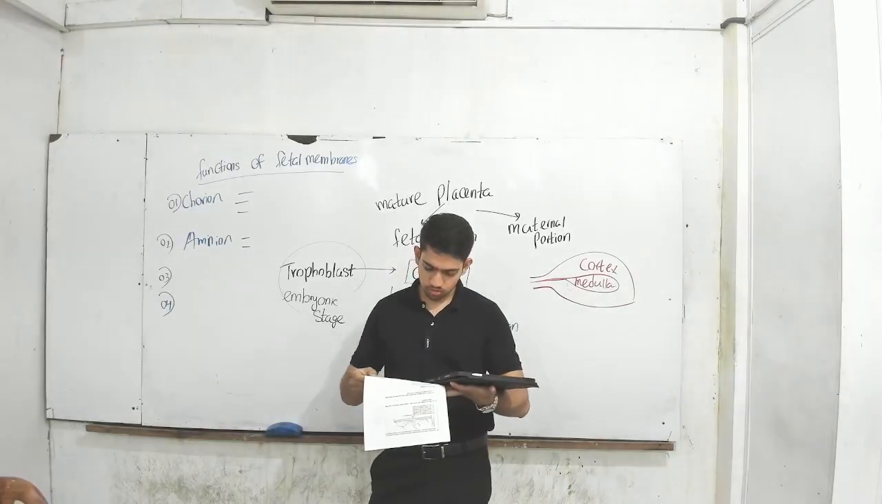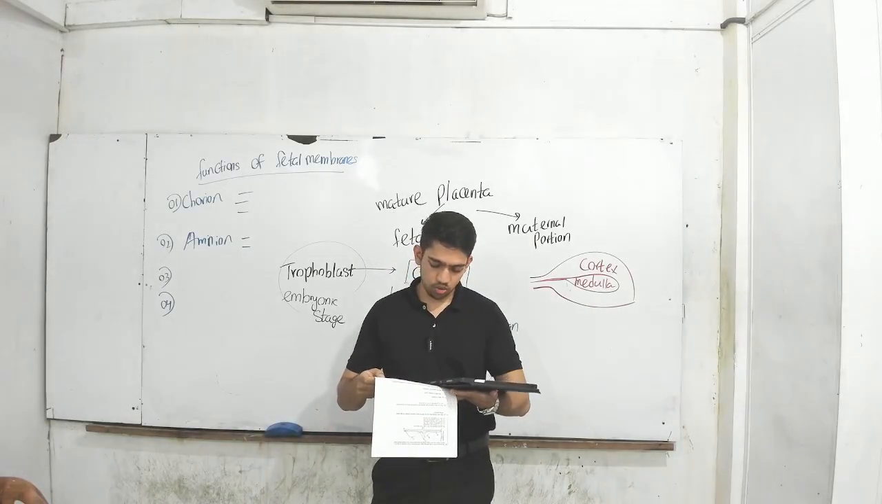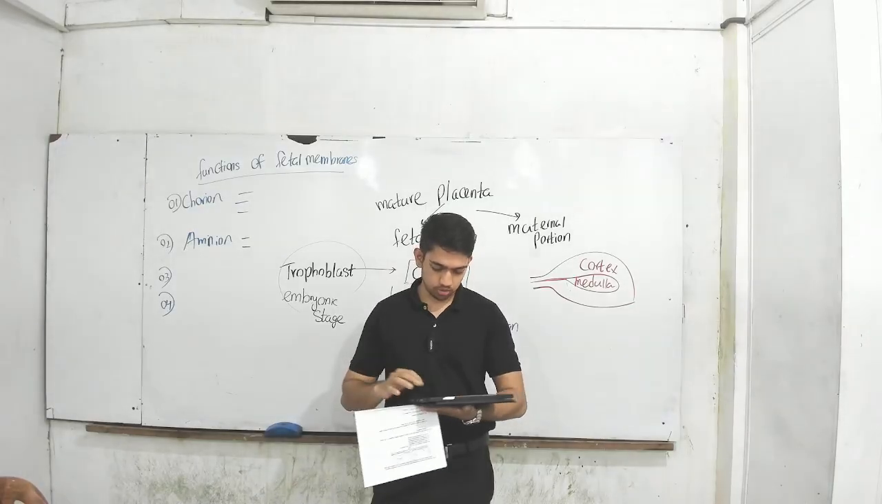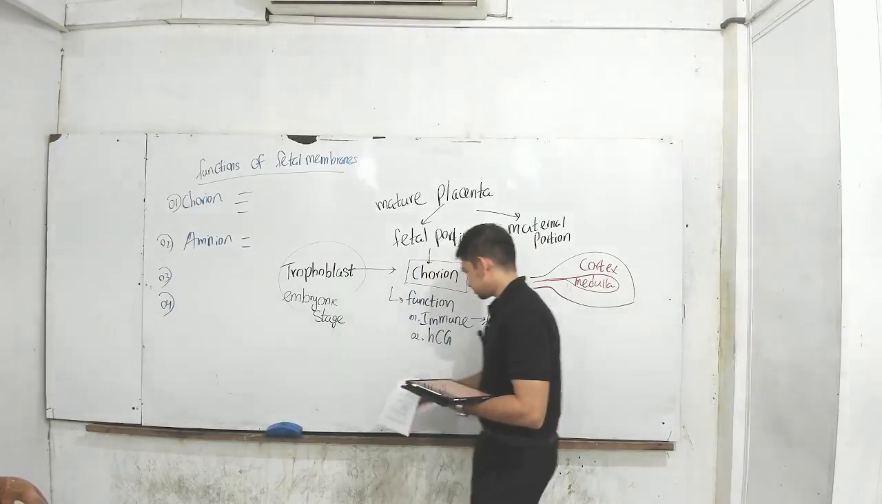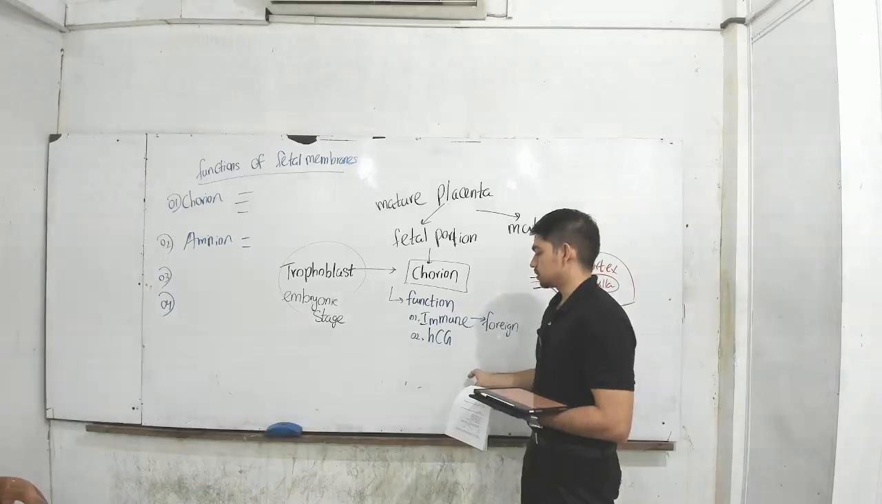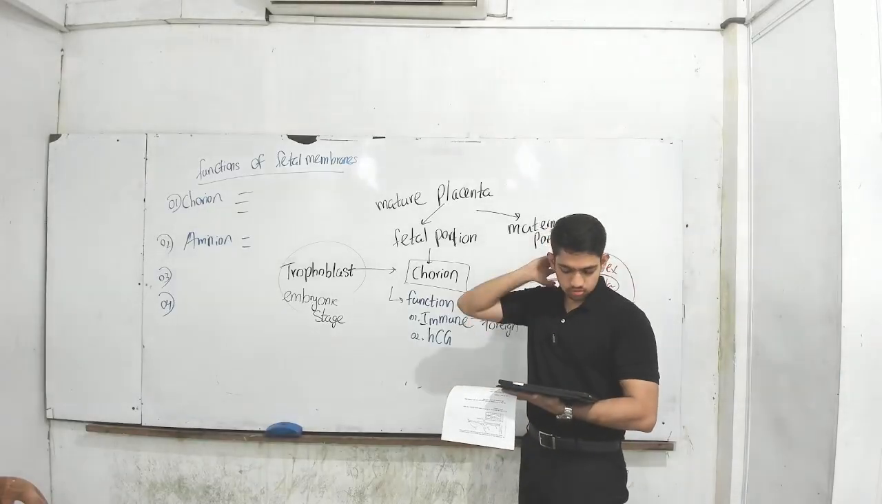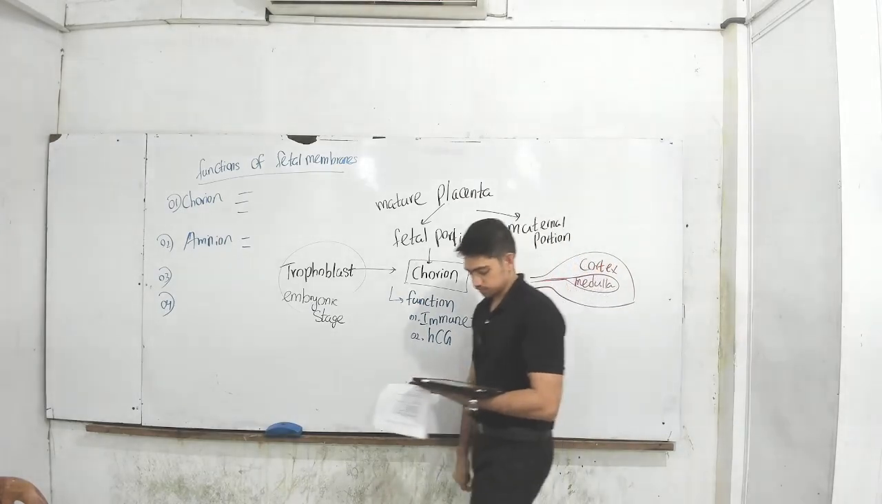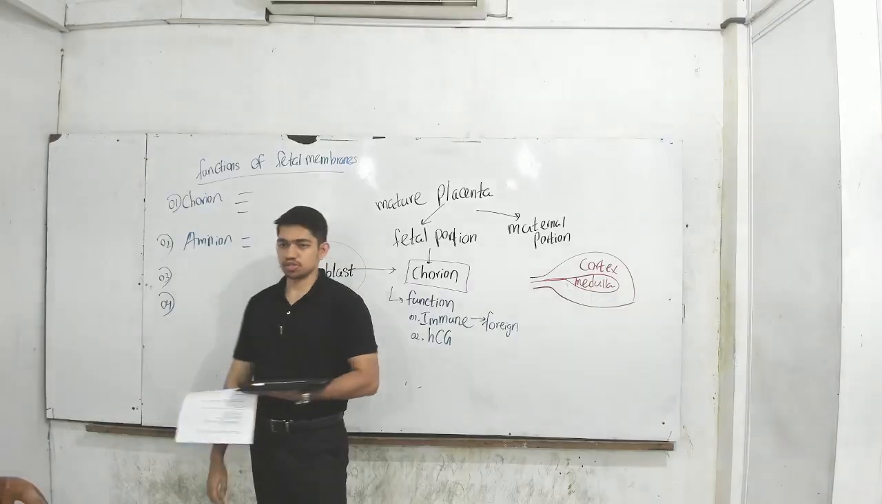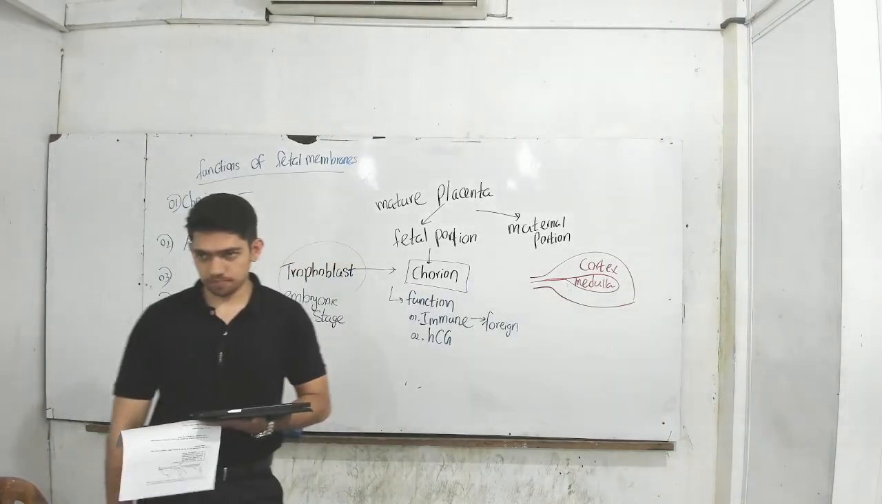Okay. State the functions of chorion during embryonic development. What are the functions of chorion? It protects the embryo and fetus from the immune response, yes, and secretes HCG. What is the purpose of HCG? Rescues the corpus luteum.